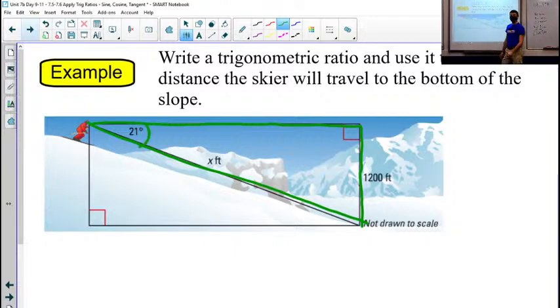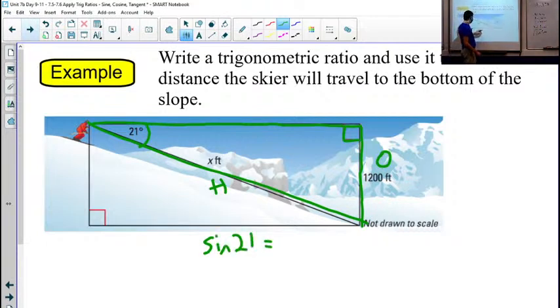Here's my angle. I know the side across from it. That's my opposite. I'm trying to solve for the one across from the right angle. That's my hypotenuse. I know opposite, I want hypotenuse. The one that tells us about opposite and hypotenuse is sine. Sine of my angle, 21, equals, our opposite is 1200. Goes on top. Our hypotenuse goes on the bottom.